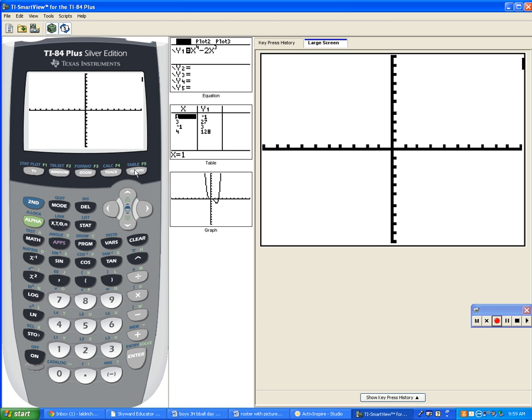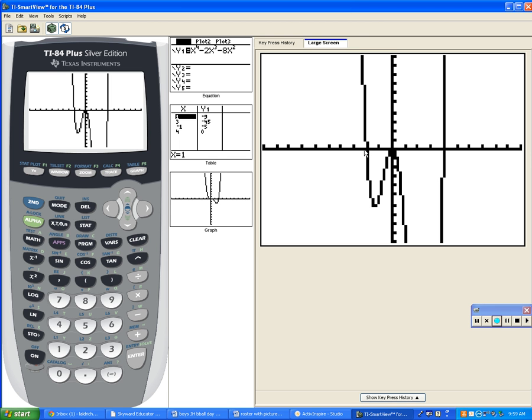So here is our 0 at -2, as we expected. And here is our 0 at positive 4. What's going on right here at 0? That's where the yellow is. It's touching the graph right there, but it doesn't cross it. So when you have an even multiplicity, what happens to the graph is it comes up right at that point, touches it, and then drops back down.